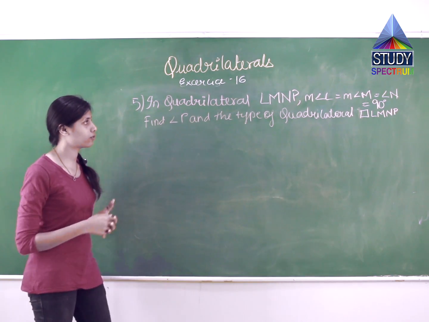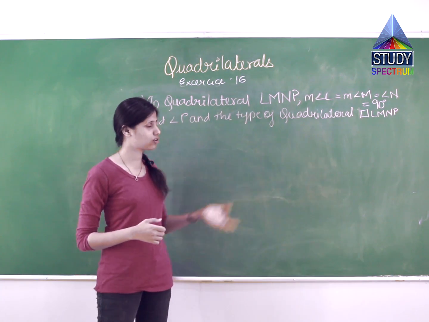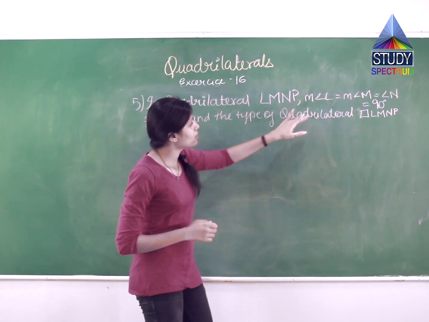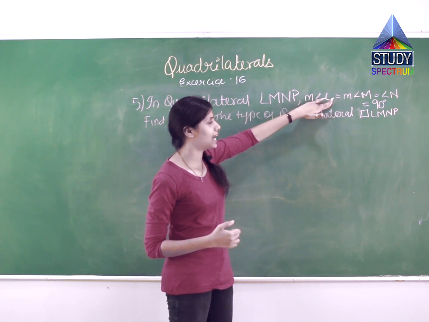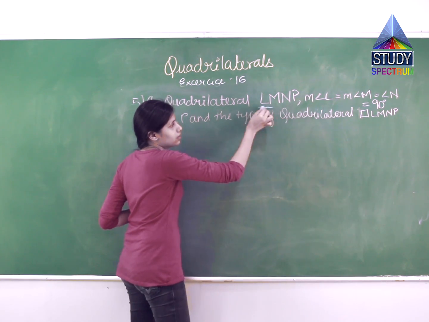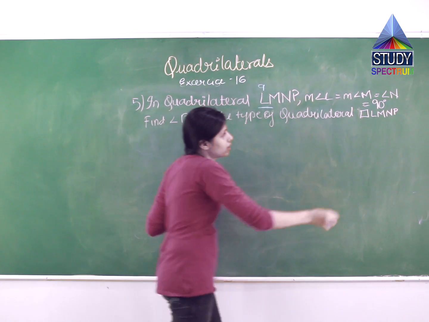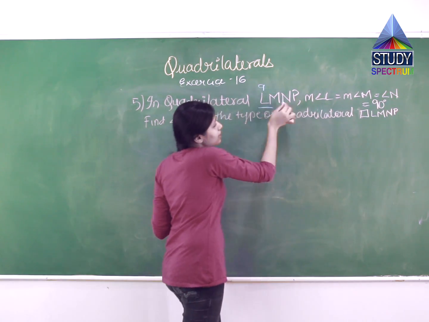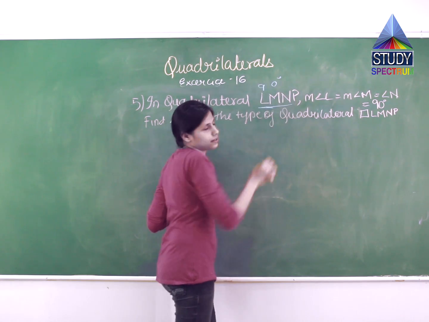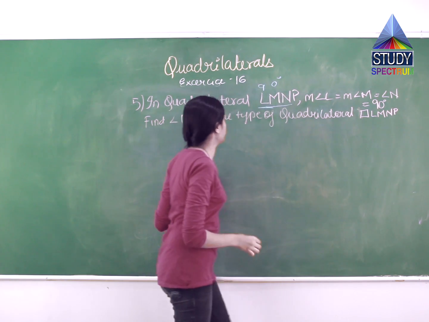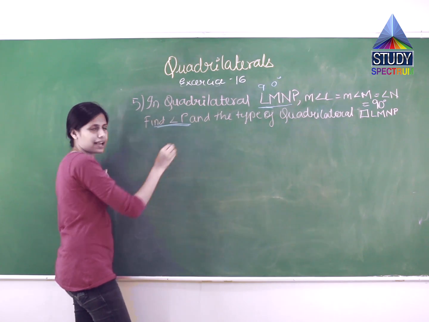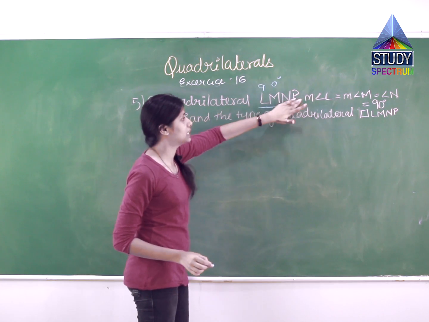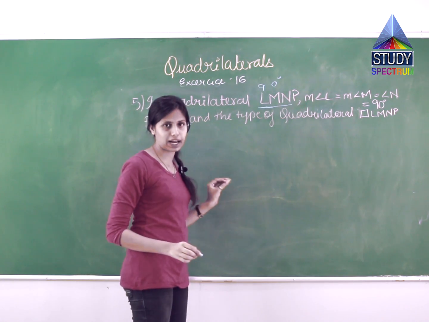So let us read the question further before drawing the diagram, because we cannot draw the diagram without knowing which type of quadrilateral it is. The information further says that measure of angle L, this angle is of 90 degree. What they are saying is L, M and N, all these three angles are of 90 degree. And they are asking you to find the measure of this last angle, which is P. What is the measure of that angle?